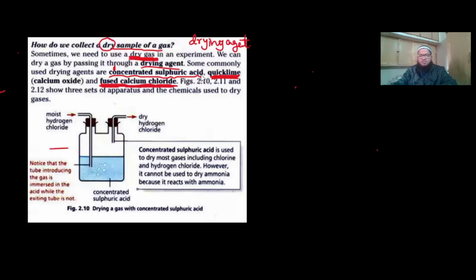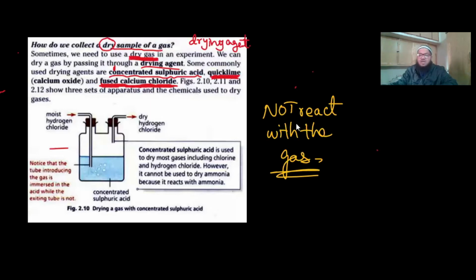Now we are going to look at the diagrams of each of these drying agents one by one, and the gases that they are used to dry. These are the gases I would suggest you remember, because they are usually the gases asked in past papers. Which gas is dried with which dehydrating agent? There's a simple rule: you would always use a dehydrating agent that does not react with the gas. If the dehydrating agent reacts with the gas, it cannot be used, because it would consume the gas or contaminate it.